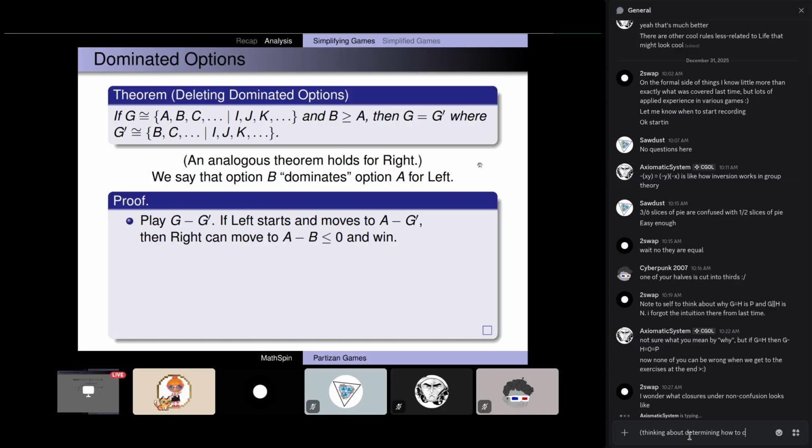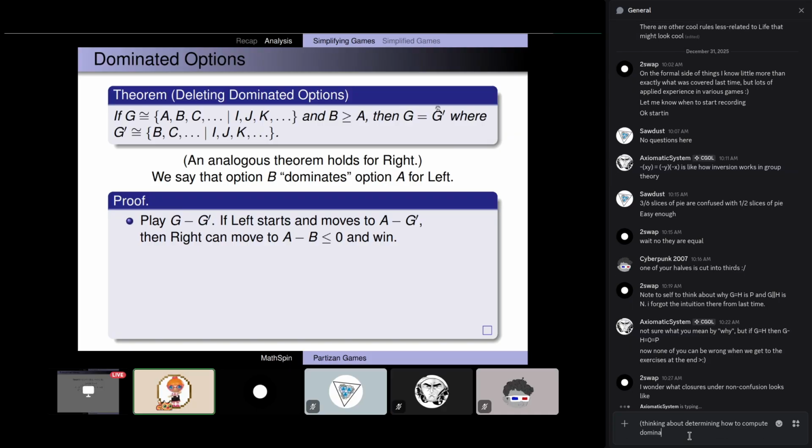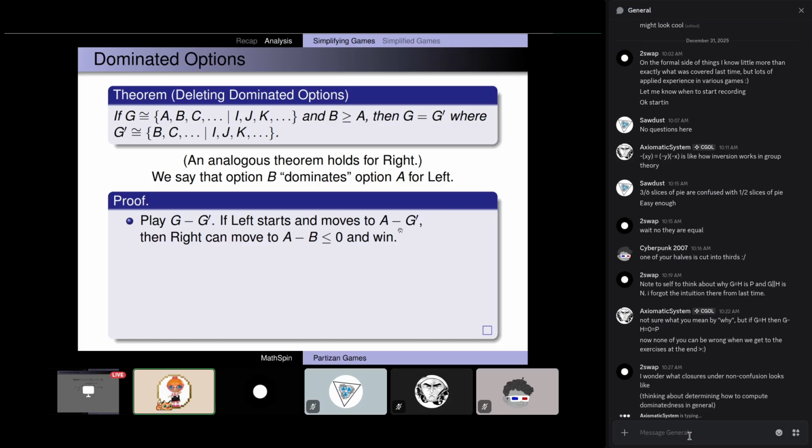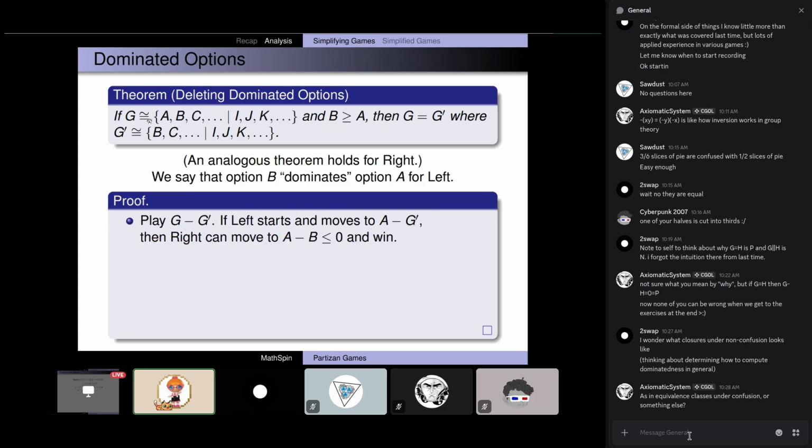So, how do we test that two games are equal? We play the difference game. So let's play G minus G prime. Let's say left starts. If left moves to A in the G component, well, B is greater than or equal to A. And so that means negative B is less than or equal to negative A. And so right can move to A minus B, which is going to be less than or equal to 0, and that's going to win for right.